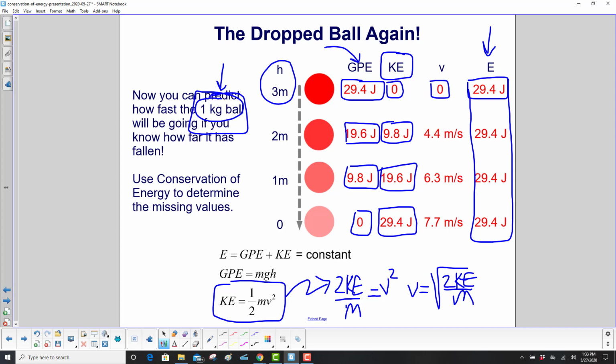And at the top you have 0, which is what you expected, you were at rest, and then it increases. At each step it's going faster until at the very bottom it hits 7.7 meters per second, which is about 15 miles an hour. That's pretty fast for dropping a ball from only 3 meters height.